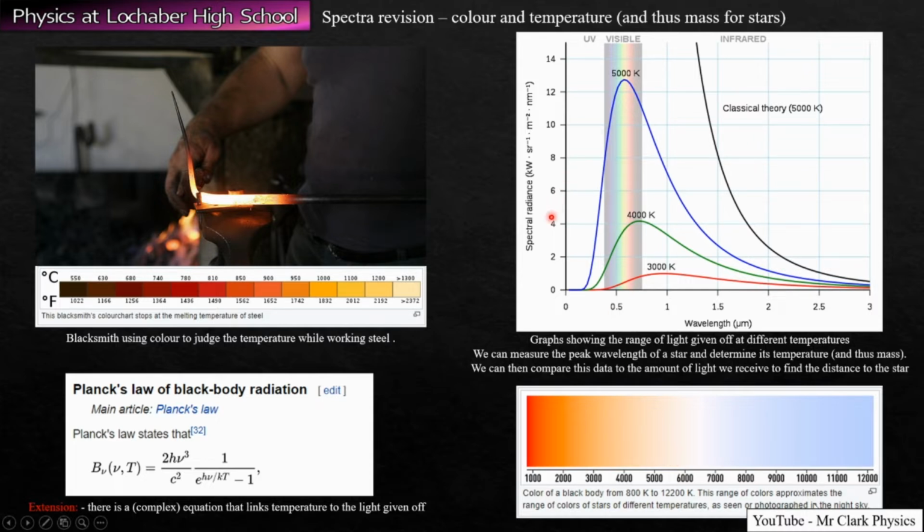Now, why is this helpful? Well, it helps us address a very tricky problem. If you want to look at stars, then one of the main things you want to find out is how far away are they and how big are they. That's sort of the basics.